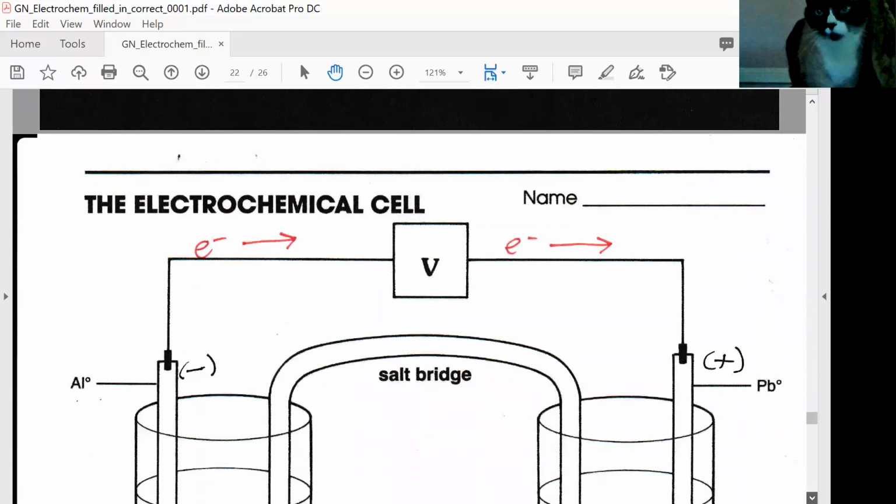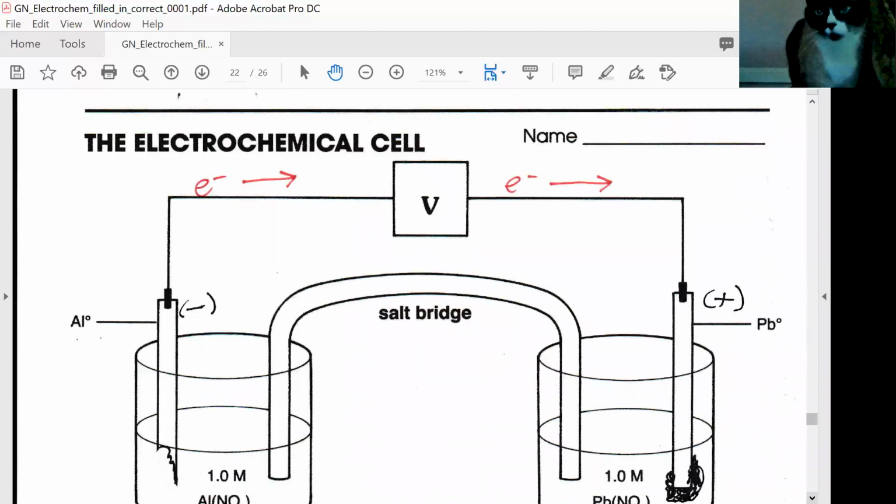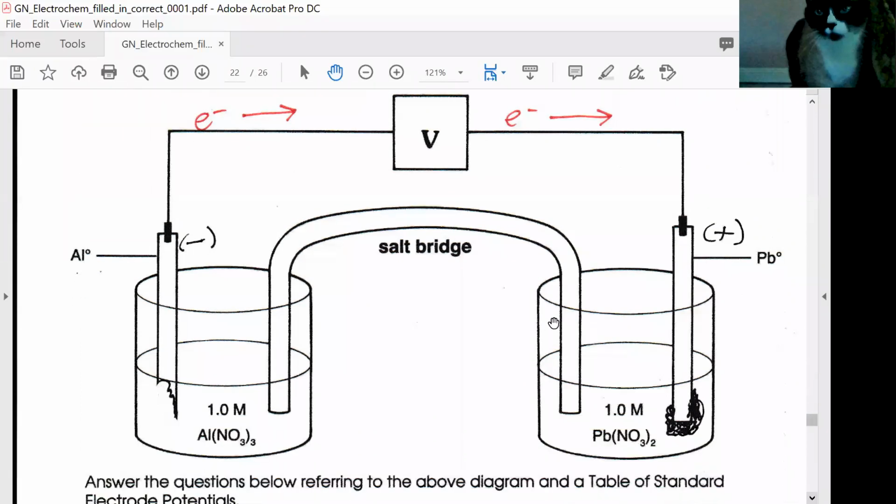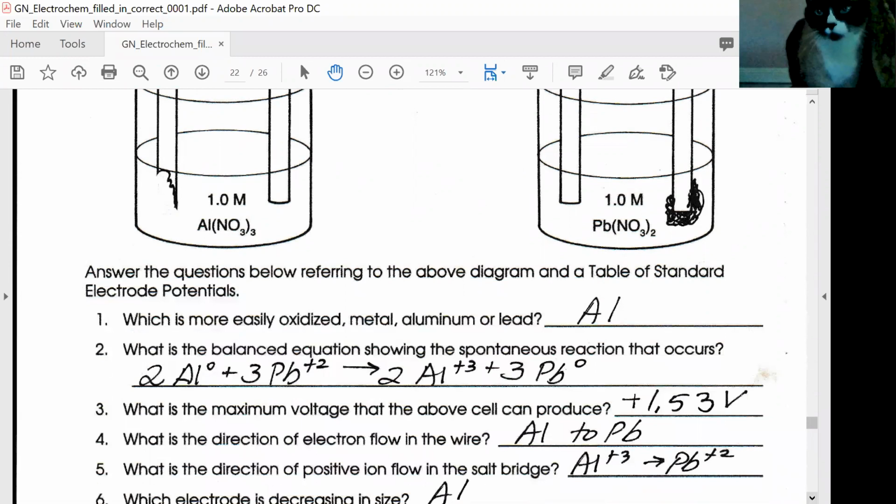Okay, so this is a worksheet that you were supposed to do that should be in your handout. And we're showing the flow of electrons here. And then I'm showing that we're losing aluminum and we're gaining the lead. And that's because of the half reactions. So we're going to answer the questions. Number 1, which is more easily oxidized, metal, aluminum, or lead? That would be aluminum.